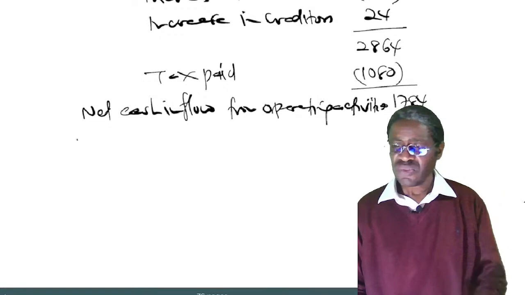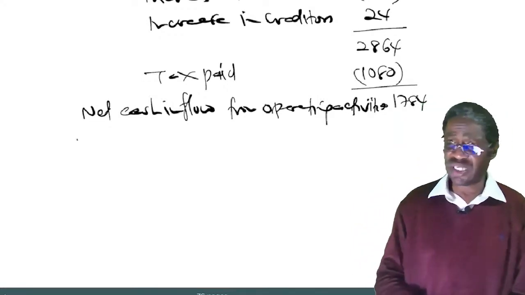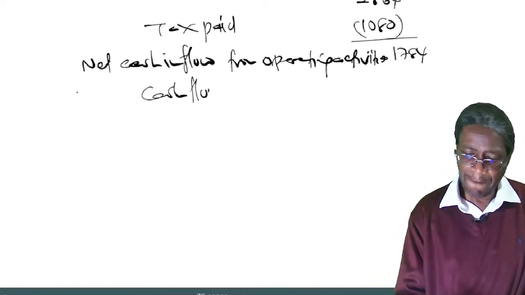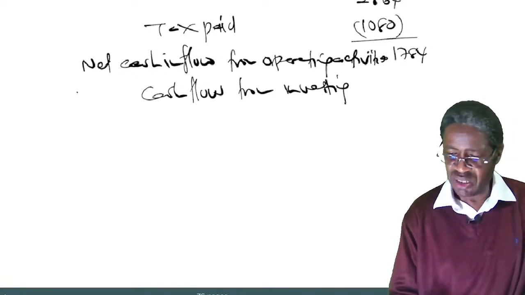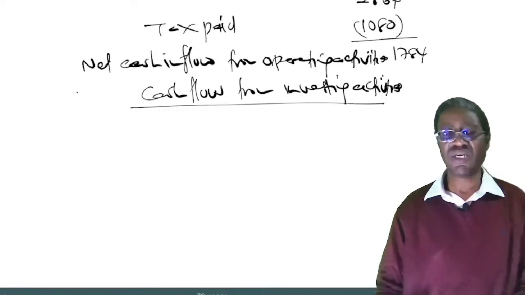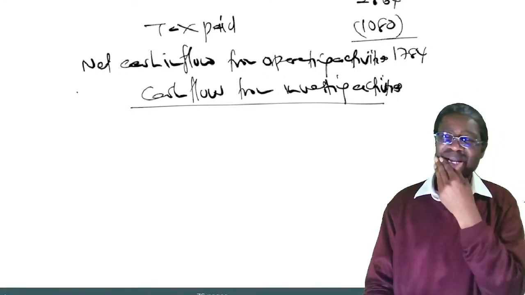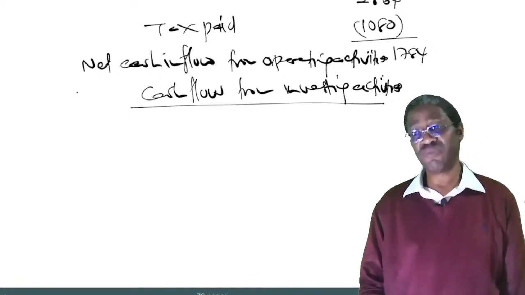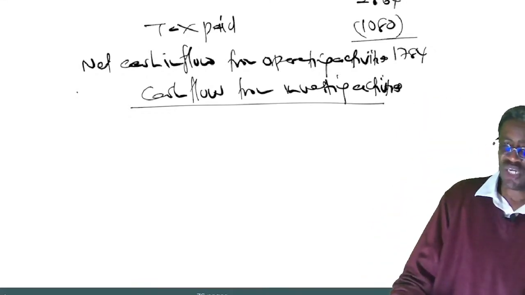Good. Now we can go to the second category of the cash flows. So we come and see your cash flows from investing. Those ones, normally they are not many. Cash flows from investing activities. Let us identify our cash flows from investing activities. Where do we get them? Sometimes you pick them from the additional information. Good. Let's start with the additional information.